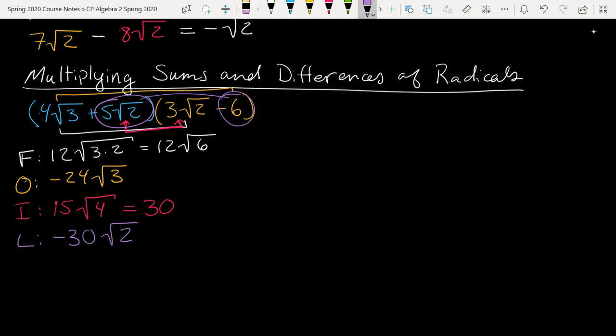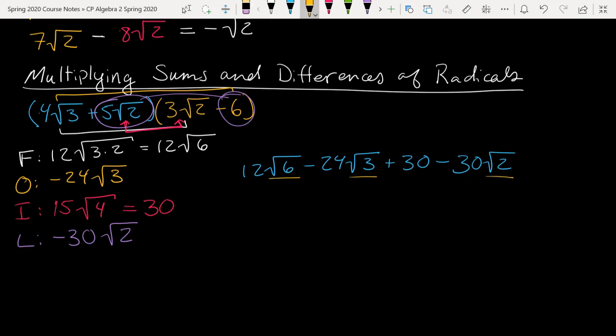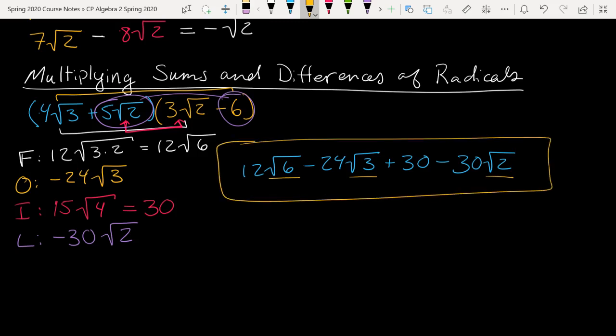Let's put them all together into a single sum. So these are the 4 terms when we put them into a single sum. The question now is, can we simplify anything here? Well, as we know with adding and subtracting radicals, we need to have like radical expressions. So of all of the radical expressions we have here, are there any that are like? No. So really this is as simple as we can make this sum.